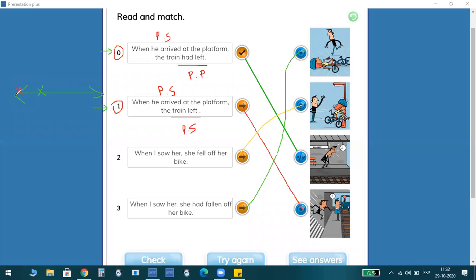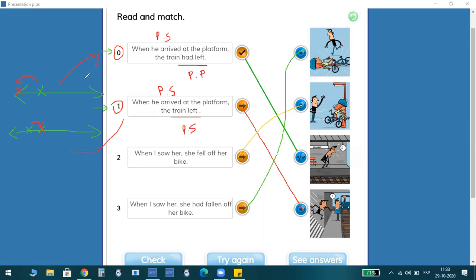So the train left here, right? That is example 0. But on example number 1, it says when he arrived, the train left. Did you get that? When he arrived, the train left. So what we have, this is 1, and this is 0.